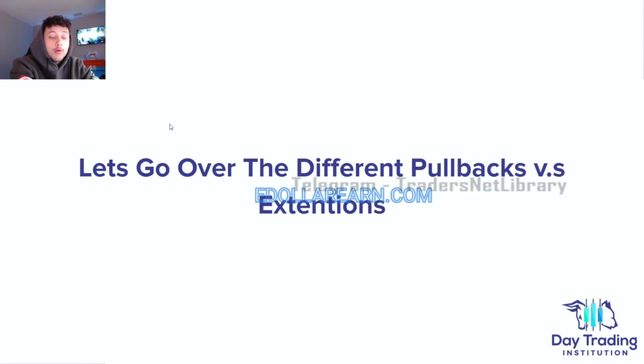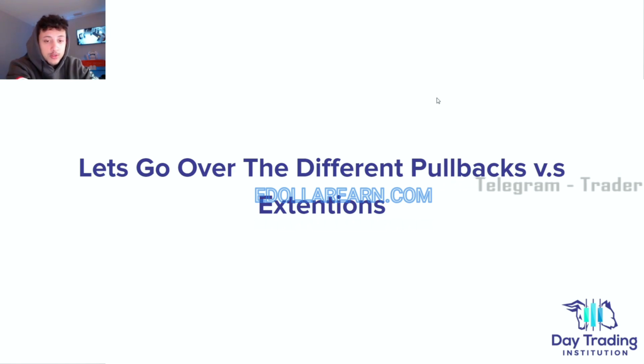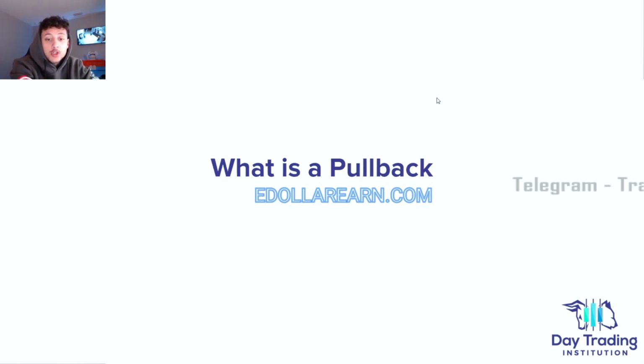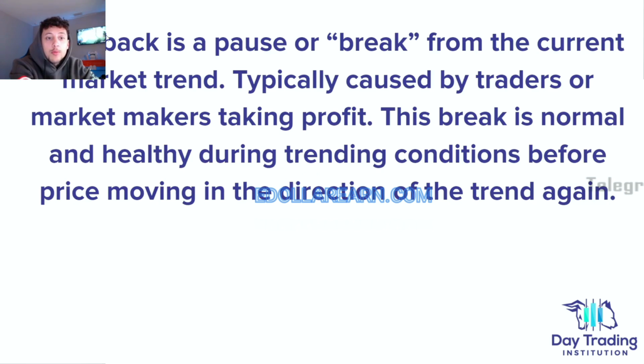So first of all, let's cover what a pullback is and what an extension is, because we have to be able to identify both of them. They play a role in our trading in terms of identifying the trend and market structure as well. So first, let's cover what a pullback is. A pullback is a pause or a break from the current market trend, typically caused by other traders or market makers taking profit. This break is a normal and healthy movement during trending conditions before price starts moving in the trend again.